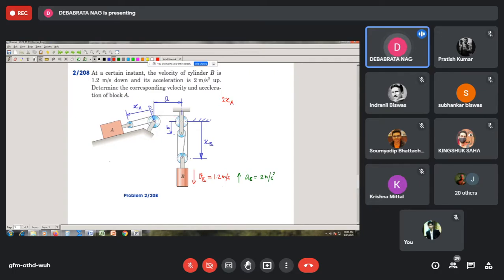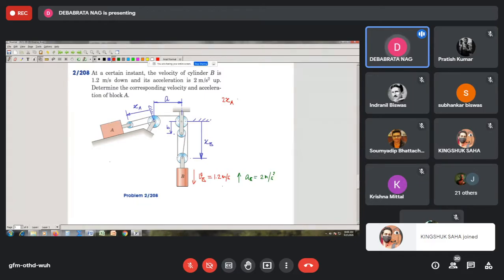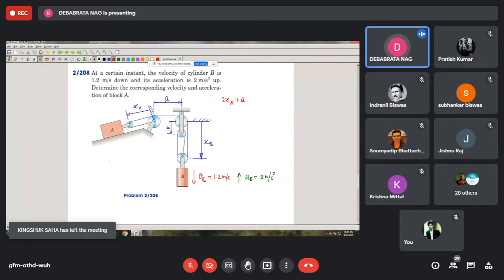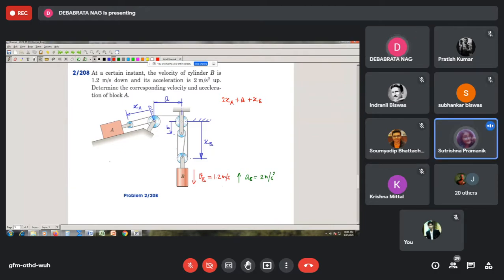Then we have this constant length of the string, we call this A plus A. Then we see this is the string, so one string length is XB, so we add XB here. Then we have two strings and we will neglect this slight obliquity of the strings. Unless mentioned otherwise, this obliquity of the string needs to be ignored. So we will assume that this string is as good as parallel. Why is it 2 into XA?